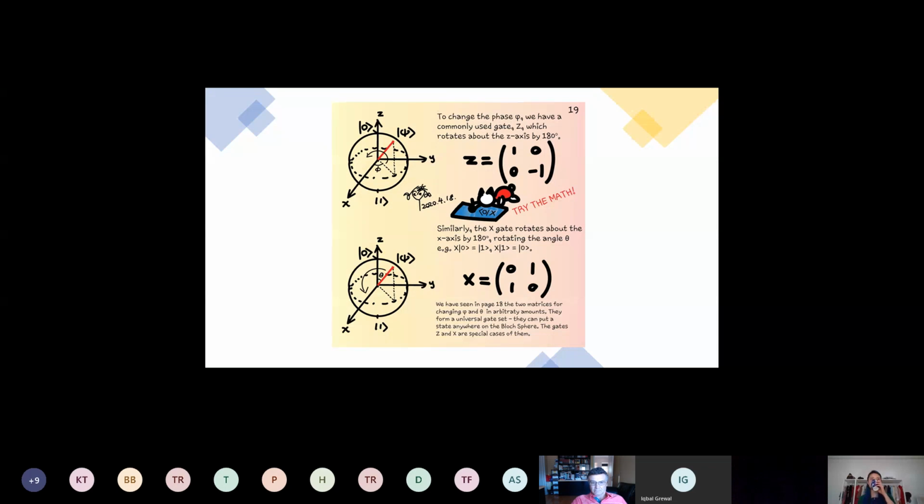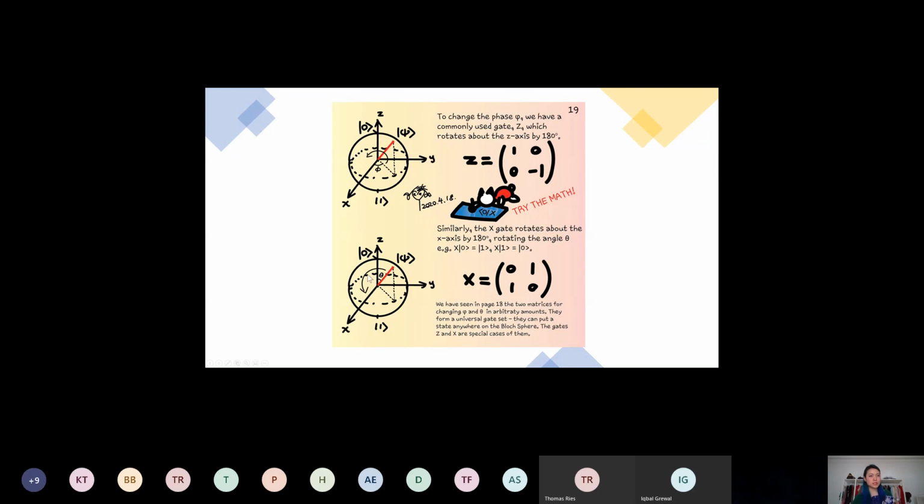Here are some commonly used gates. Because we are just changing the phi and theta, we can have a gate that just rotates the phi. This is called a Z gate. It is rotating the vector around the z-axis by 180. So you can write a 2x2 matrix like this. I would recommend you go back home and try the math to see what happens when you apply this gate on a qubit. Just pick a simple one like 0 or 1 to try it.